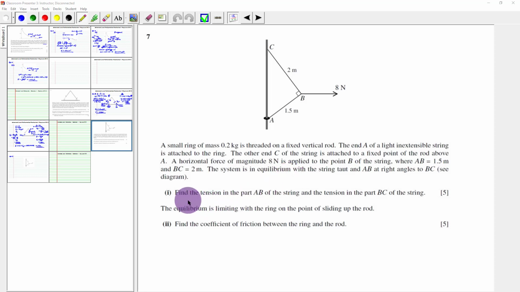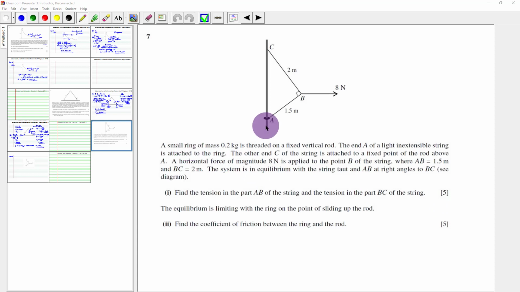Part 1 of that question is asking us to find the tension in part AB of the string, and the tension in part BC of the string. So this part and this part, and for 5 marks. So let's see what we need to write down.